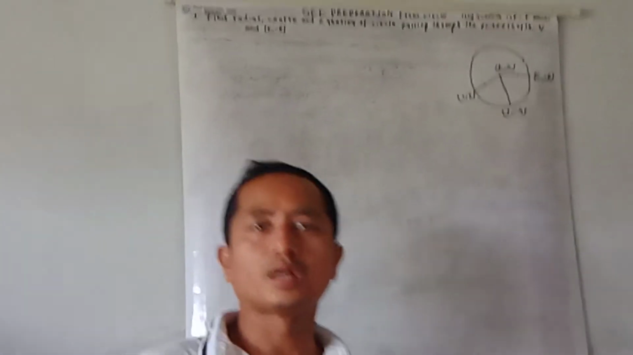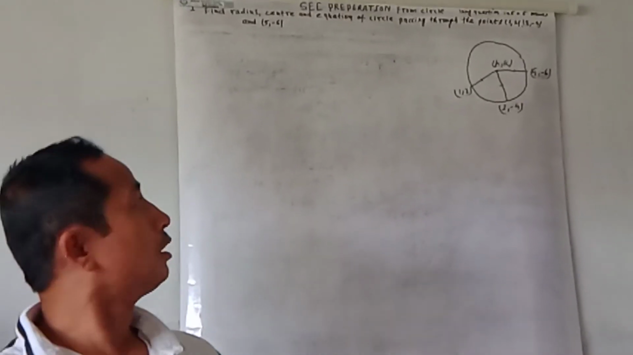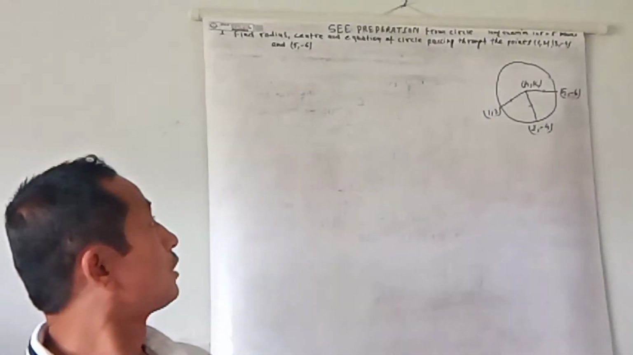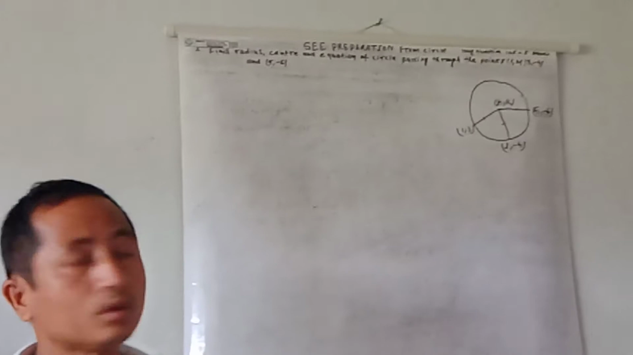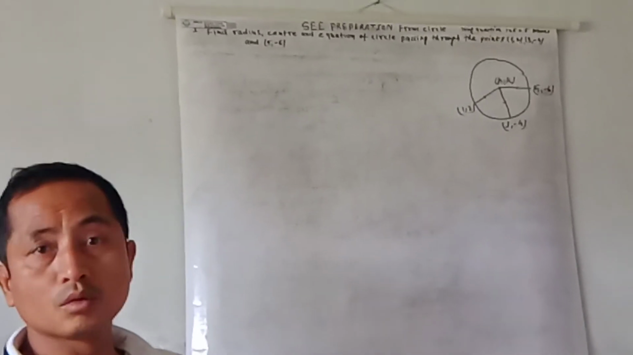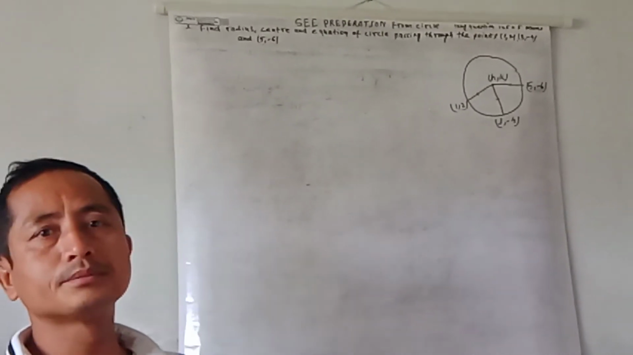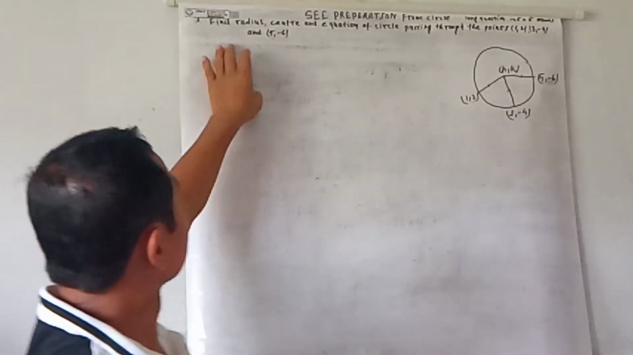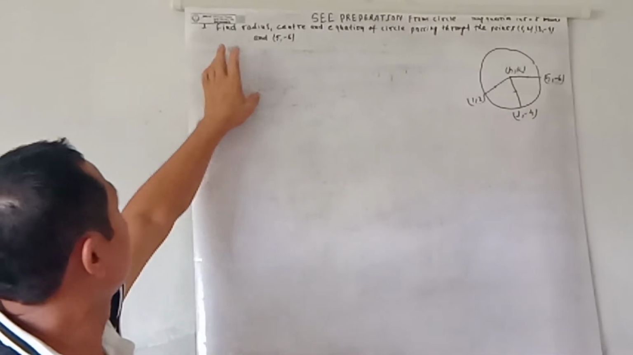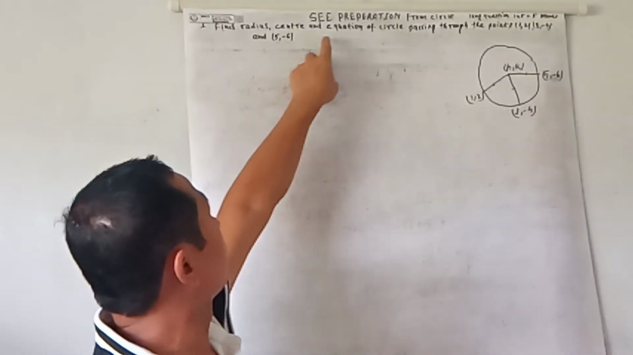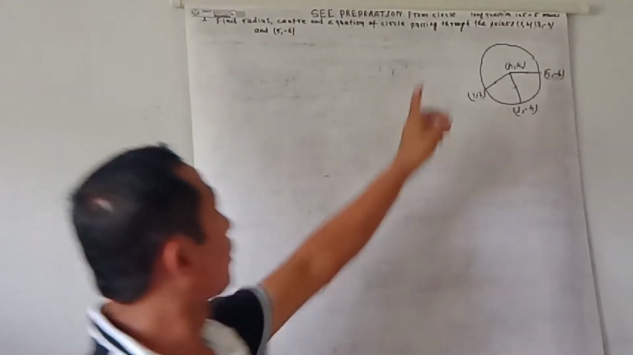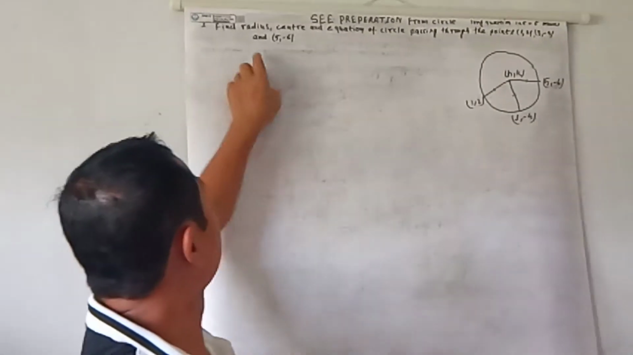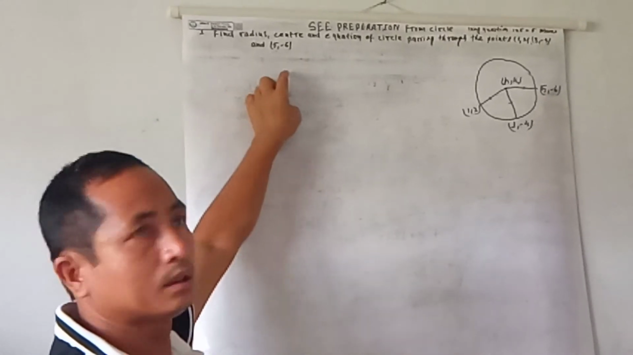Today I am going to teach the students of SEE. I have taken one important long question of 5 marks from the topic circle. The question is this: find the radius, center and equation of the circle passing through the points (1, 2), (3, -4) and (5, -6).